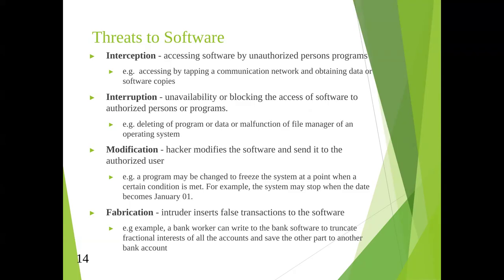In modification, the programming may be changed to freeze the software when a certain condition is met. For example, the system may stop when the date becomes January 1. Fabrication inserts false transactions into the software. A bank worker can write to the bank software to truncate; this is actually fabrication.